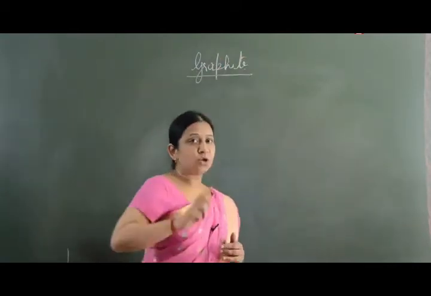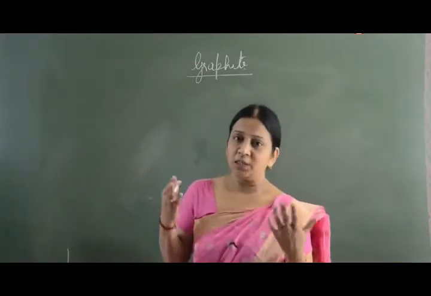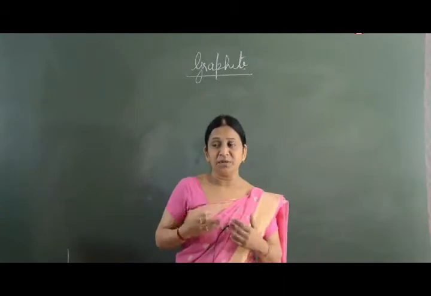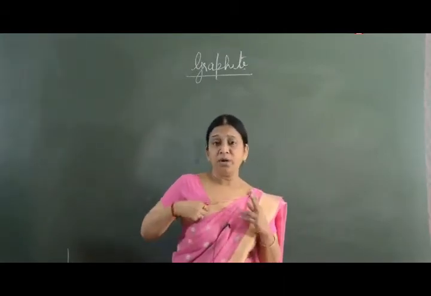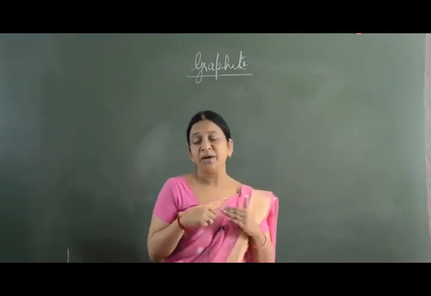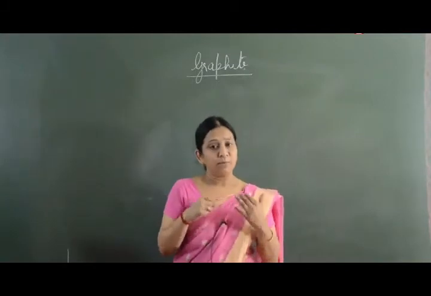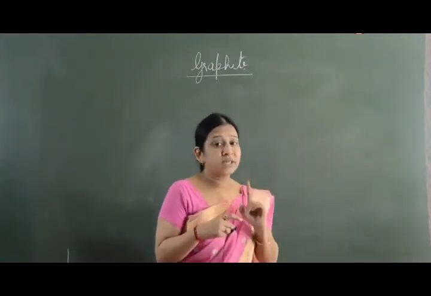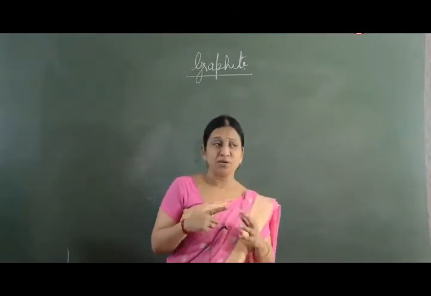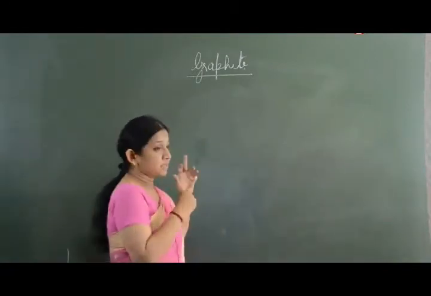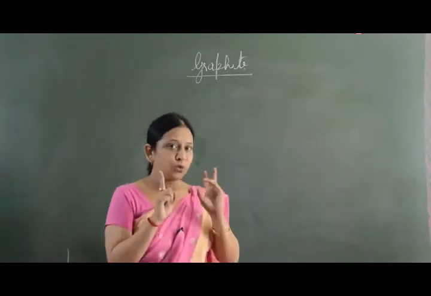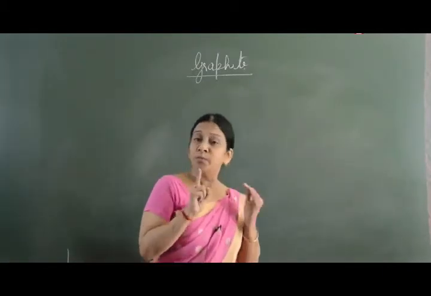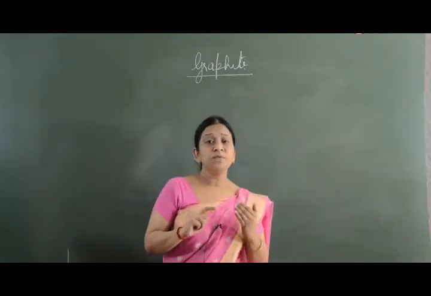So the first topic of discussion is graphite. As we all know, it is an allotrope of carbon or polymorph of carbon. Two important polymorphs or allotropes of carbon are graphite and diamond. If we compare the two, then graphite is more useful and is more stable in comparison to diamond. Out of the two, graphite is more important, and the reason is it is more stable.